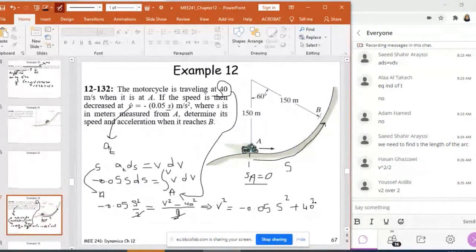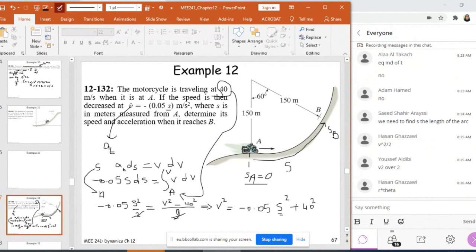So how can I find this V? I should find S. All right, what is SB? What do you think, guys, is SB? From math, from geometry, what is SB, guys? It's R times theta. Perfect, Hassan.